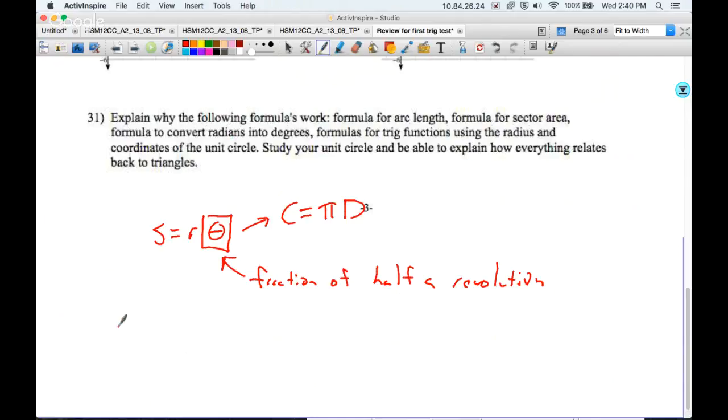Similarly, the sector area formula works because it's based on the area of a circle, pi r squared, and then we just want the fraction of the circle. And to get what fraction of the circle we have, we just do theta divided by 2 pi. The pi's cancel out, and we get r squared theta over 2 for our sector area. So the reason it works is because it's based off of our formula for the area of a circle.